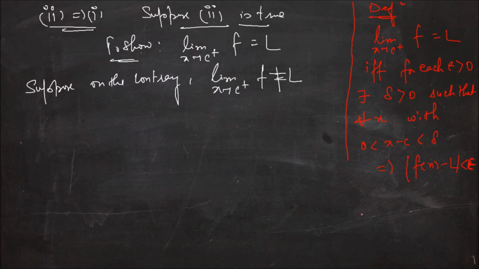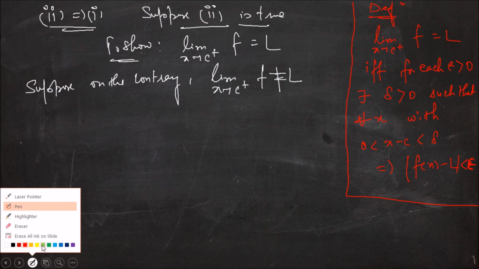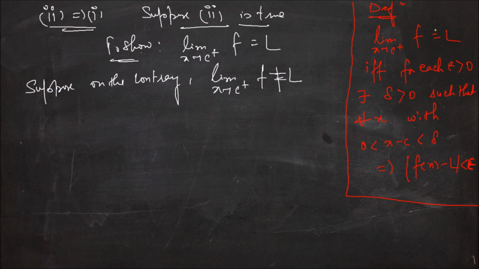So now let us try to negate this statement. So what should be the negation? Suppose the limit as x tends to c of f is not equal to L. This is equivalent to saying each will become there exists. So there exists epsilon greater than 0 such that, this will become for every delta greater than 0.